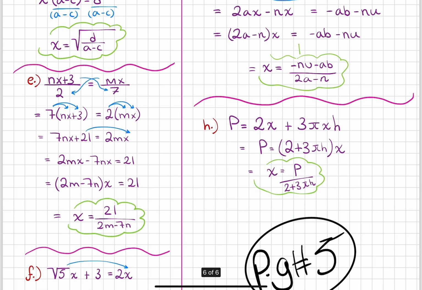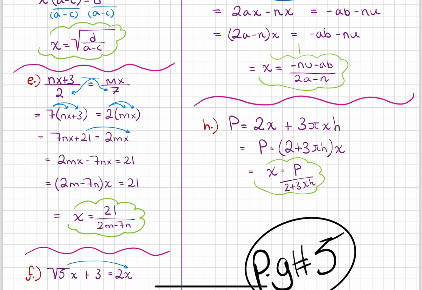Example E. (nx + 3)/2 is equal to mx/7. Because both sides are fractions, we're going to use cross multiplication. Multiply 2 by mx and multiply nx + 3 by 7. So 7(nx + 3) is equal to 2mx.